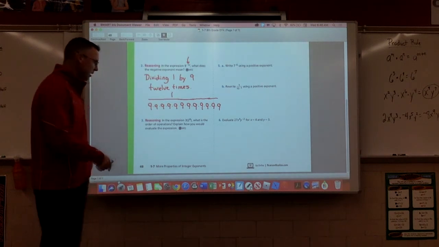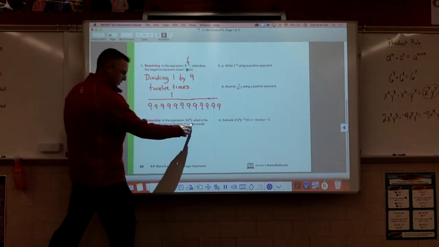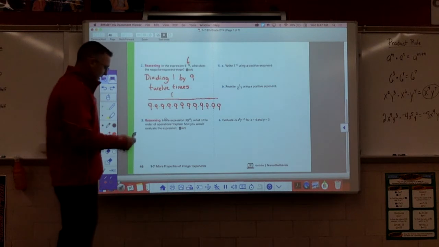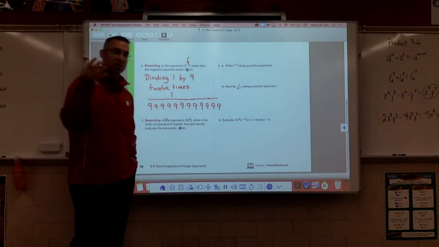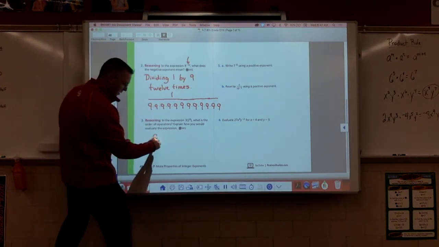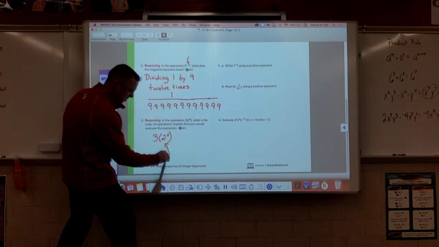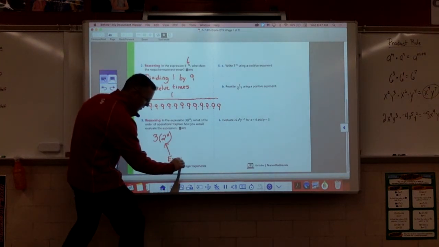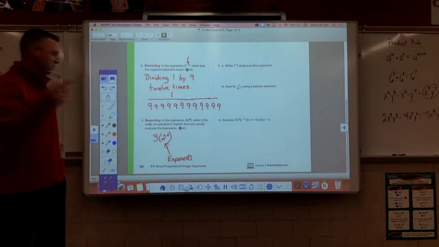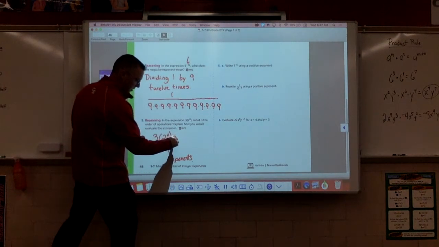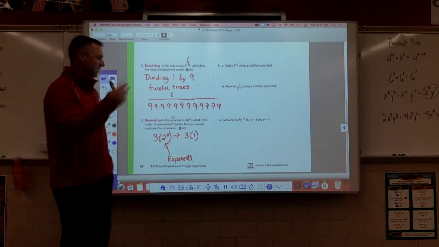Really small. In the expression 3 times 2 to the 0 power, what is the order of operations? Explain how you would evaluate the expression. Well, for those of you that know your order of operations: parentheses first, exponent second, multiplication or division next, addition or subtraction. So if we look at this expression, the first thing we've got to do is take care of the exponents. Then this would be equal to 3 times 1. We would take that value and multiply it by 3 to get our final answer.